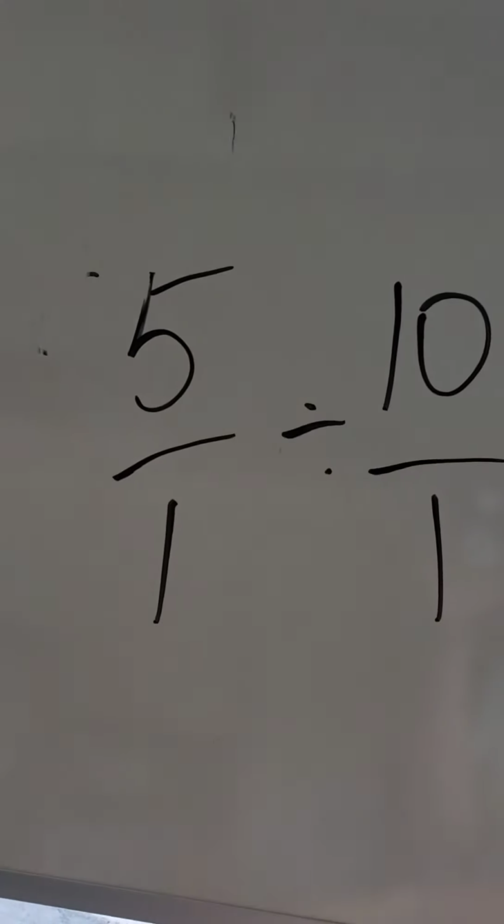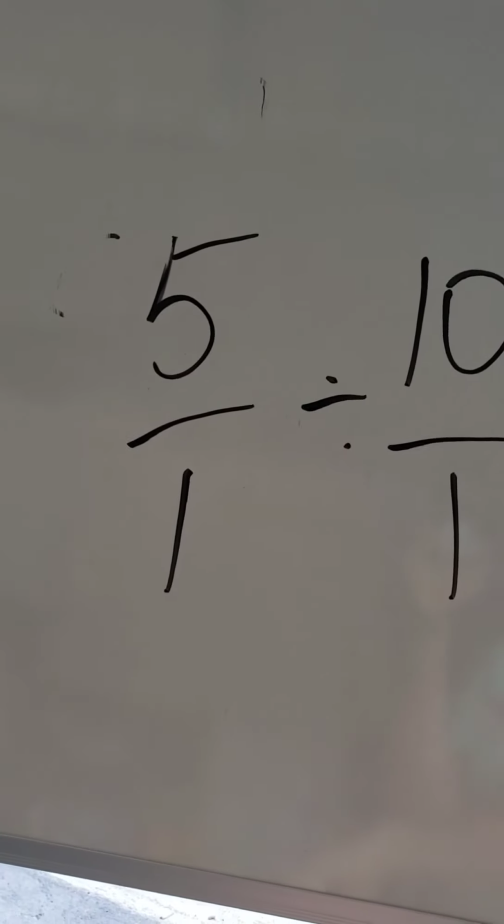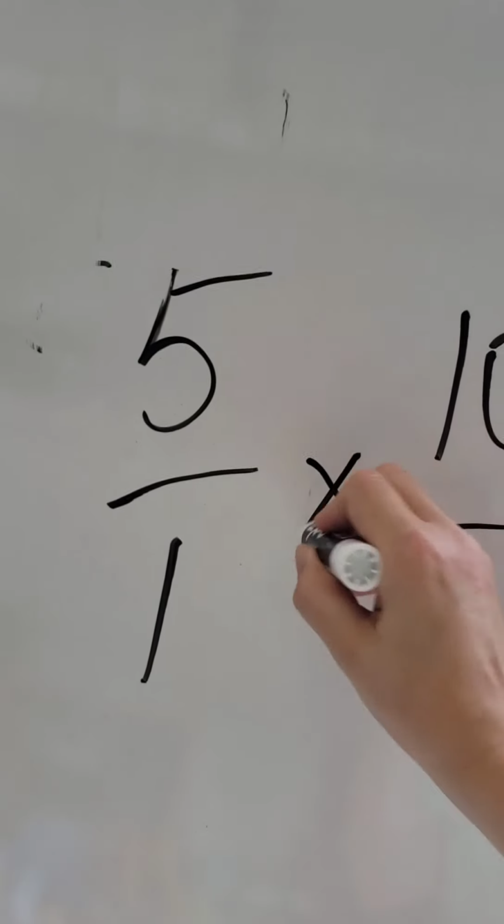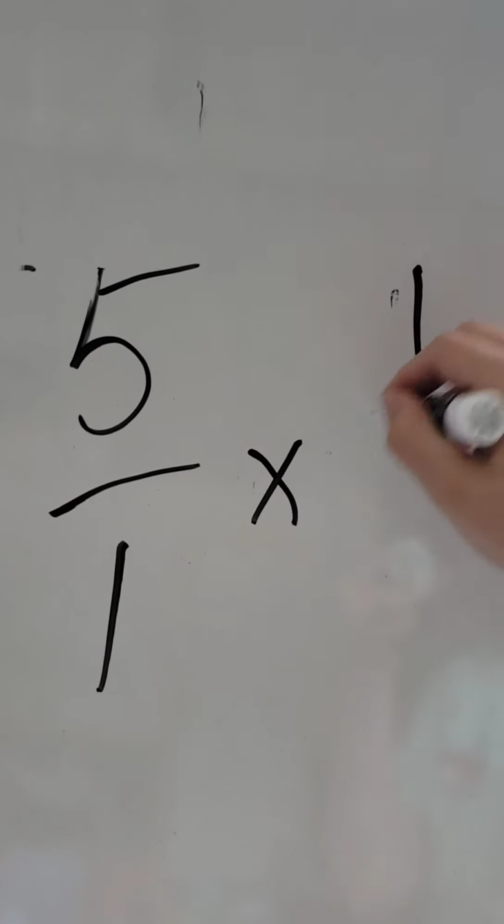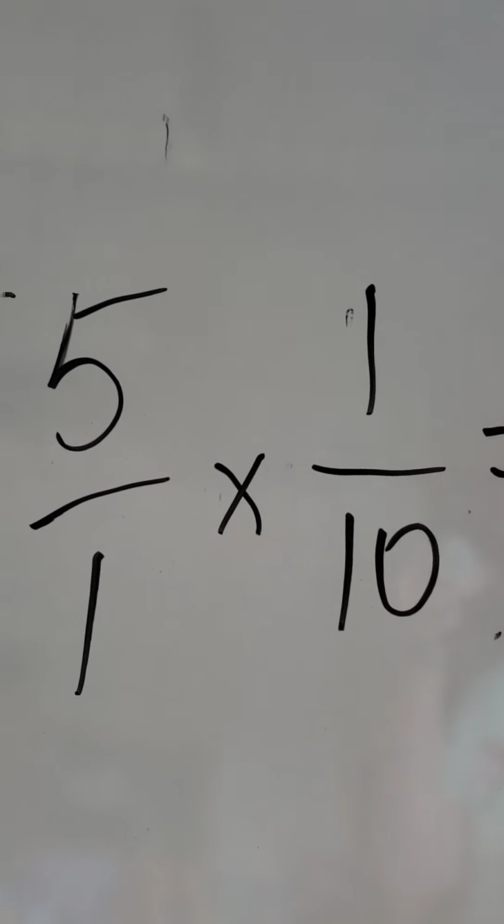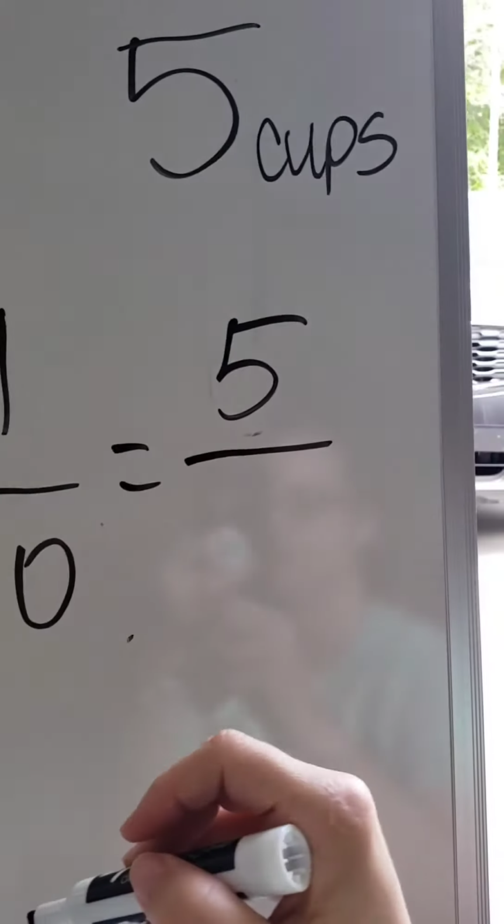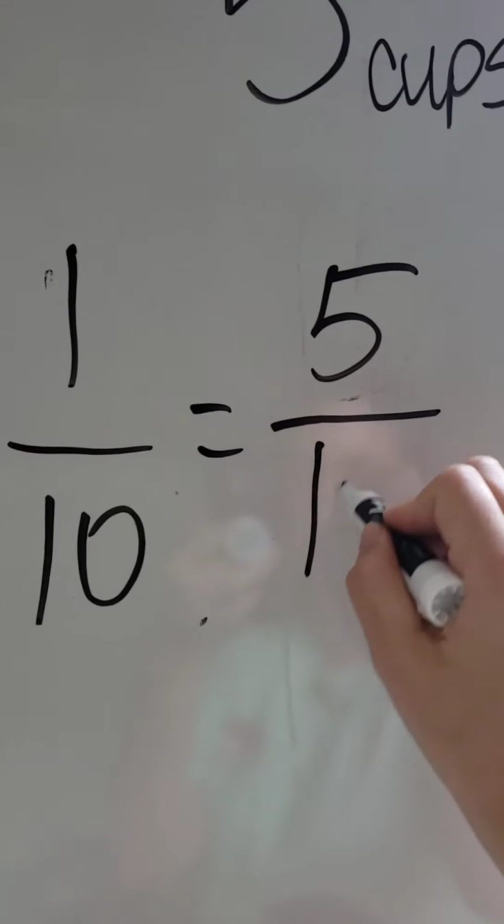Okay, so when dividing fractions, you want to keep, change, flip. You keep the first one. You change the division into multiplication, and you flip this fraction. Now we can multiply straight across. 5 times 1 is 5. 1 times 10 is 10.